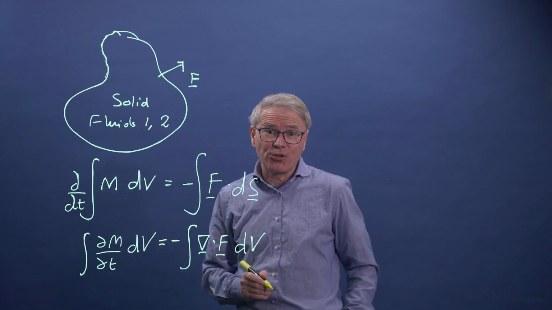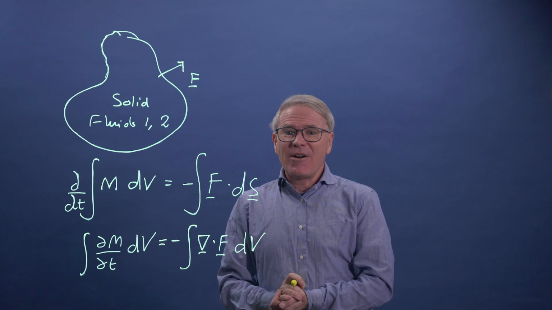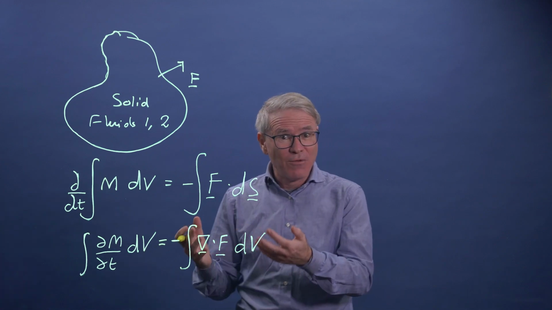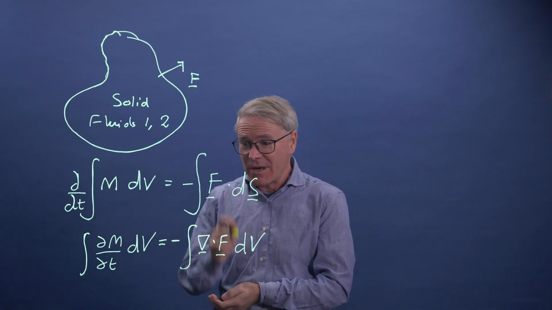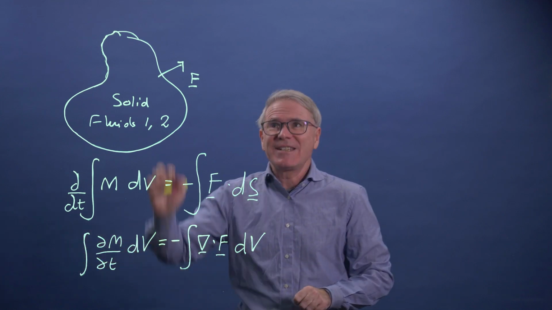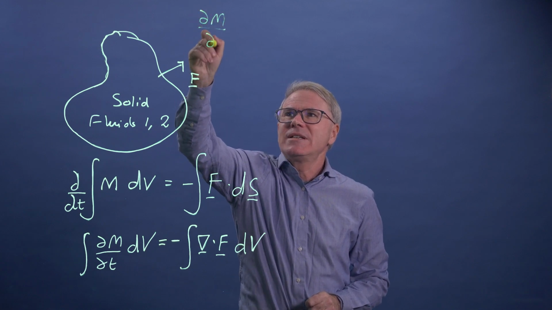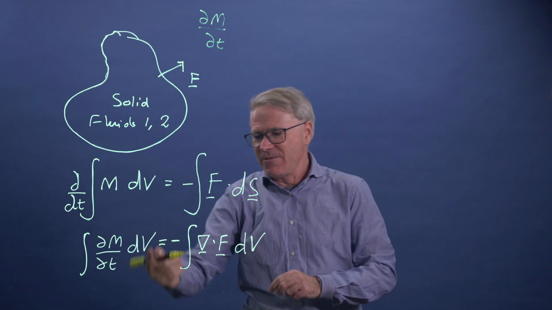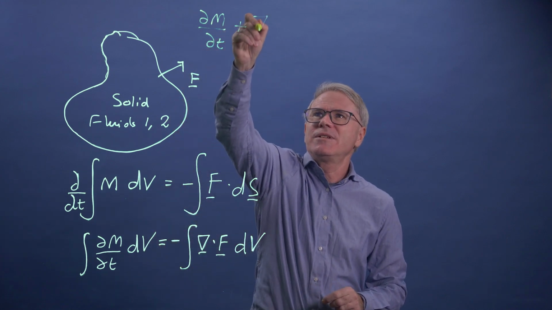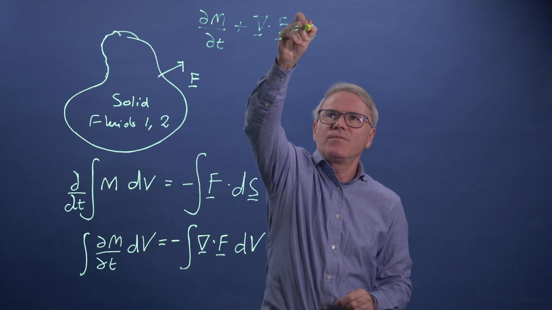And of course this is true for any arbitrary volume. So now I can write a general form of a conservation equation by removing the integrals and saying the integrands have to be equal. So dm by dt, and then I'll put this over the other side, plus div dot F equals 0.